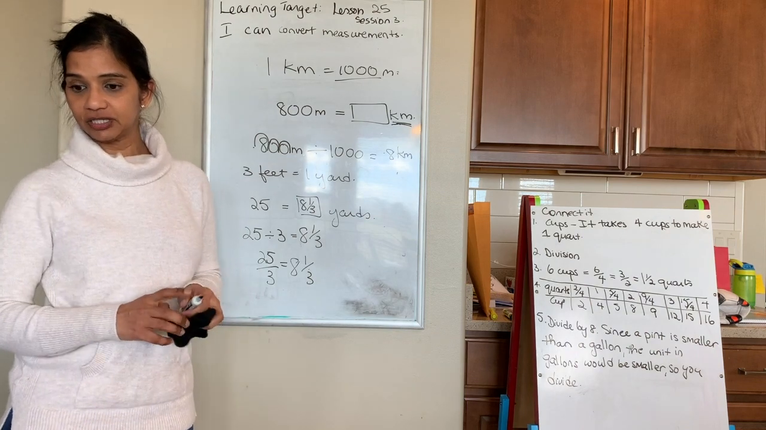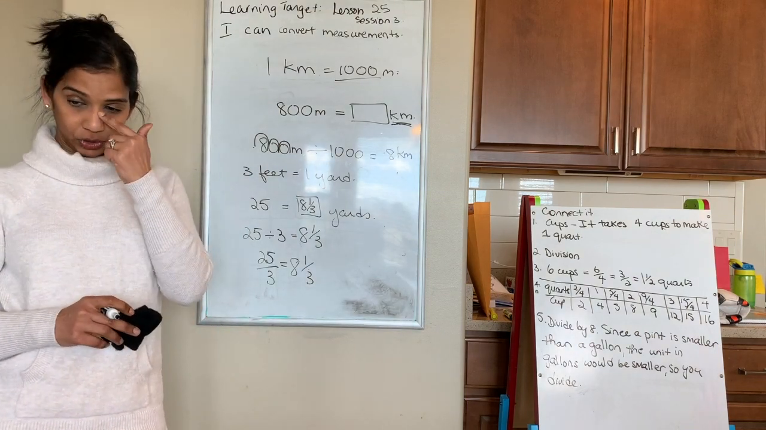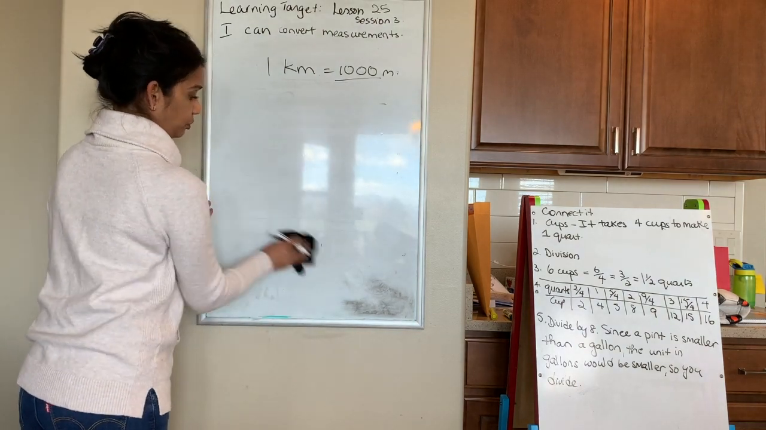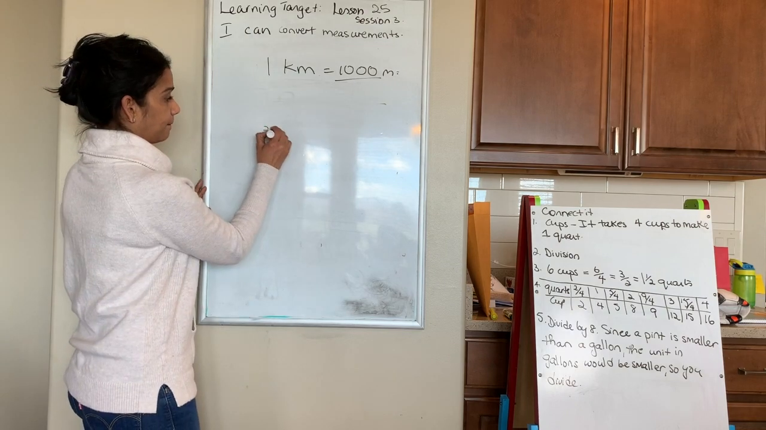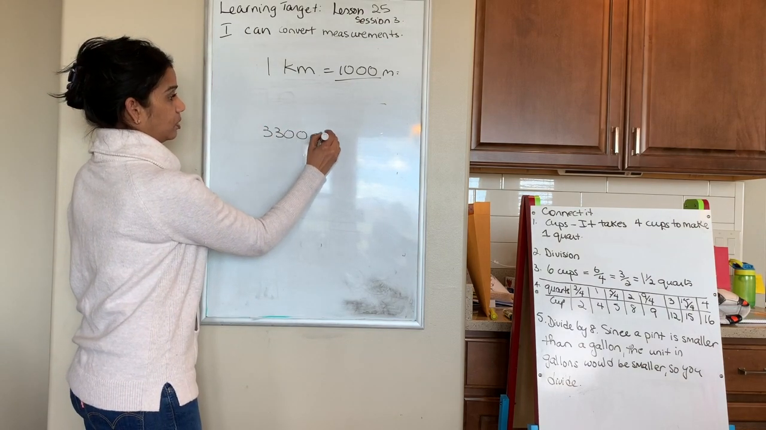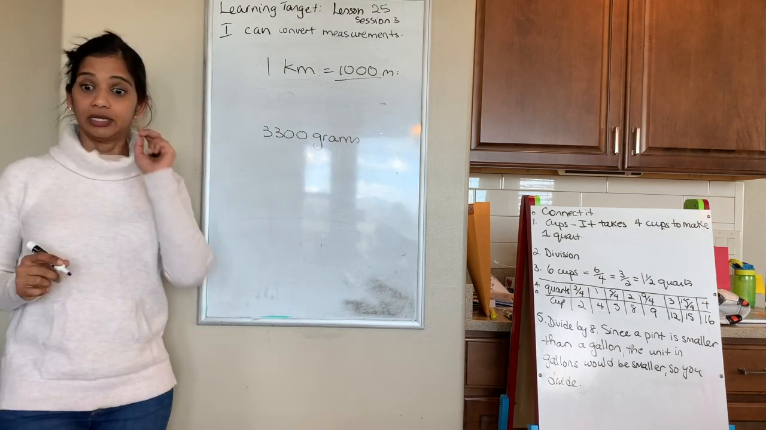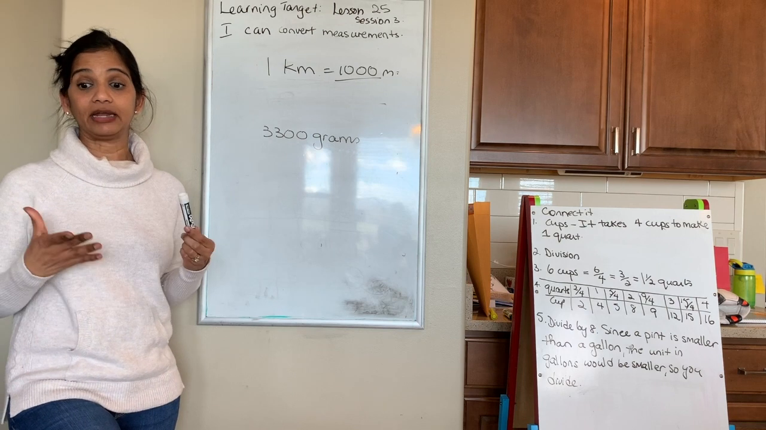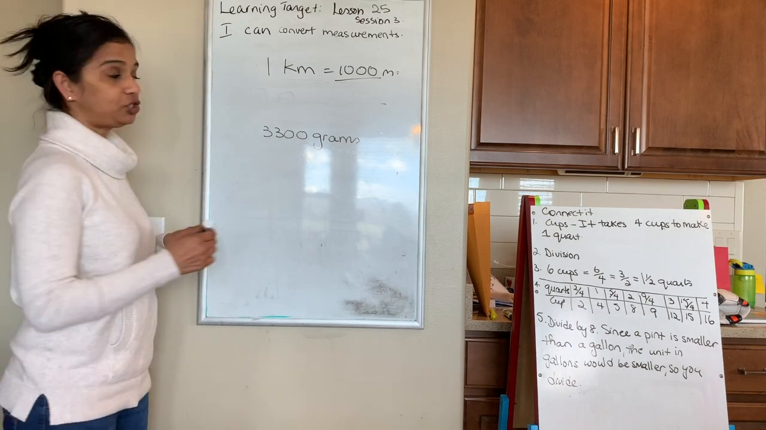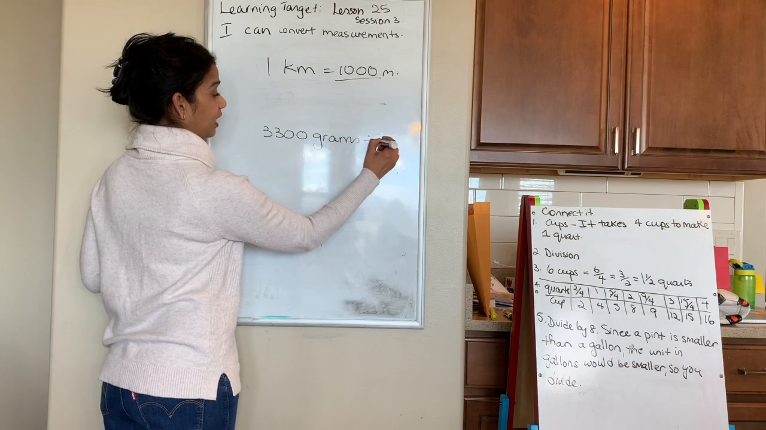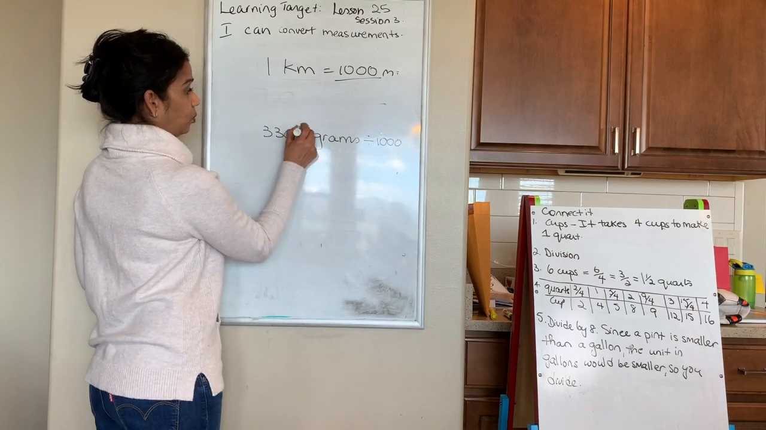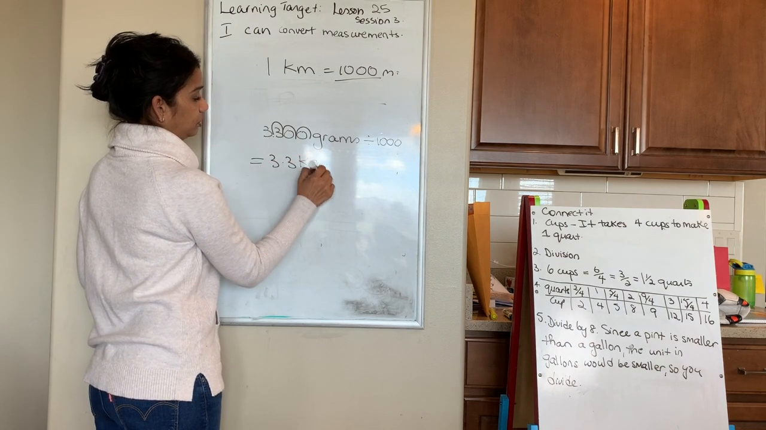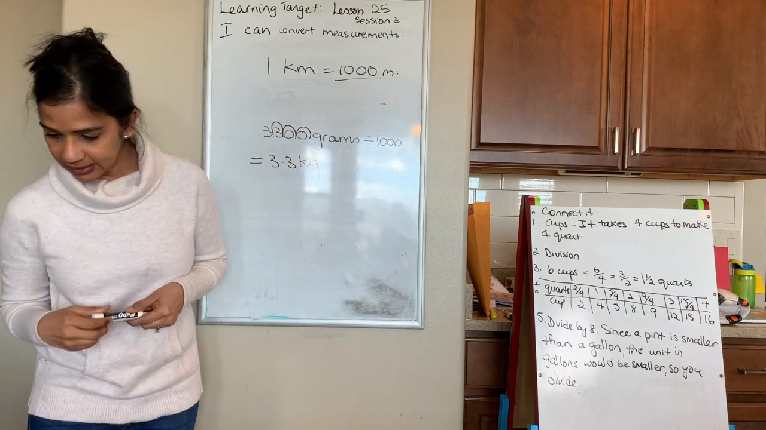Last question. Which of the following measures is equivalent to 3,300 grams? Okay, 3,300 grams. Now we know there are 1,000 grams in a kilogram. Okay, that's just, you know that. And so let's change this to kilograms. We have to divide by 1,000. 1, 2, 3. 3.3 kilograms. And our answer is C.